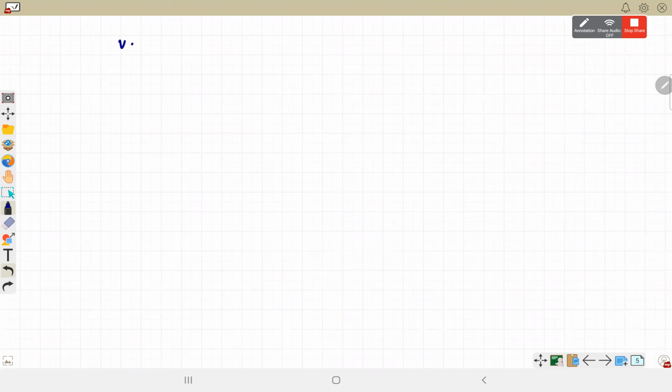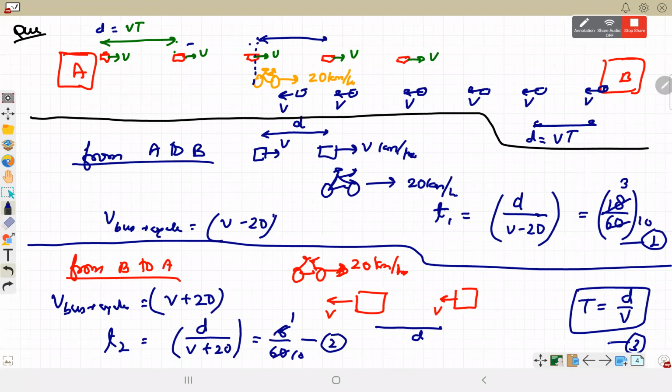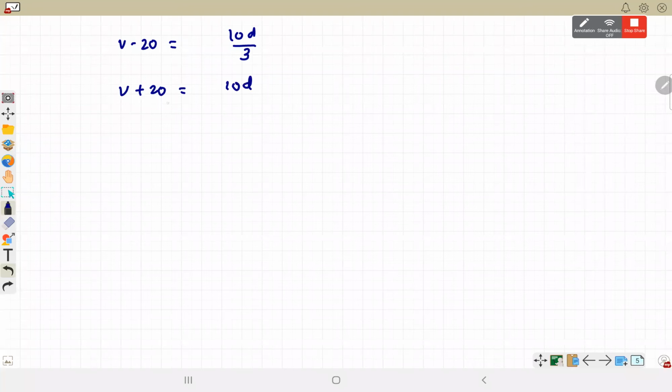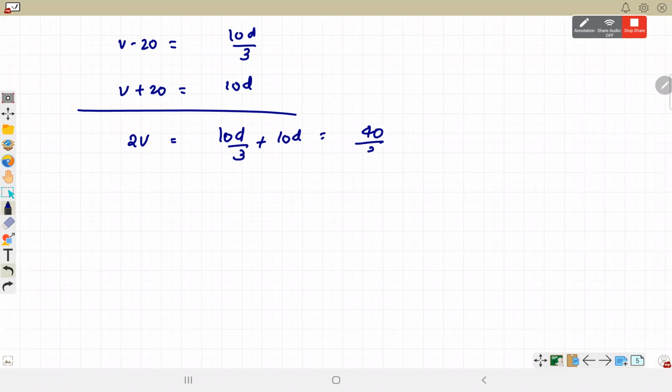What I would have done is V minus 20 is 10 d by 3, and V plus 20, from this equation, is 10 times D. But you can just divide both of them, or you can add, it will be better. I mean, you can solve it any way. There are different ways. Of cross solving, multiplication was easier.